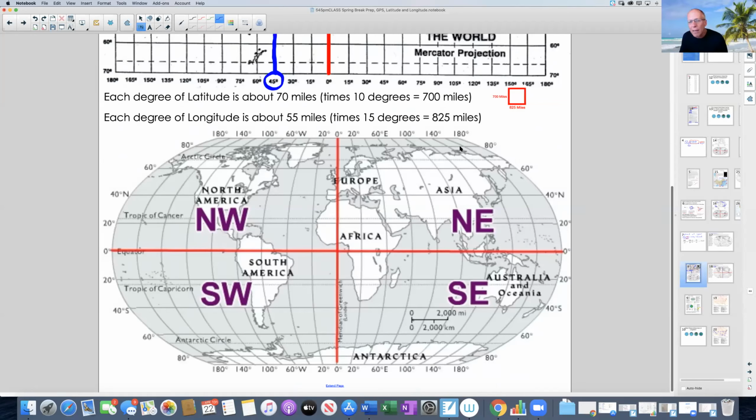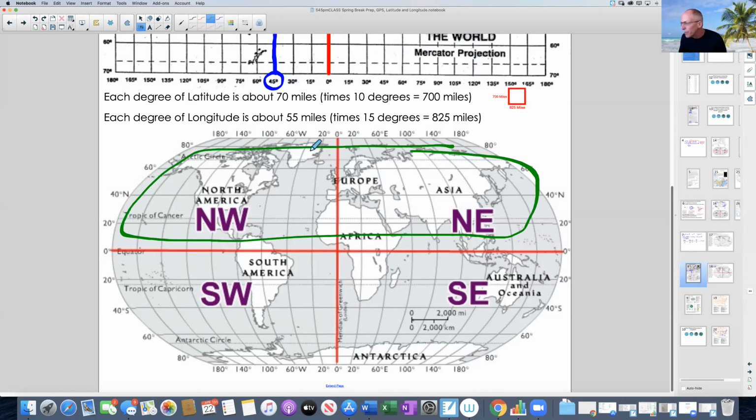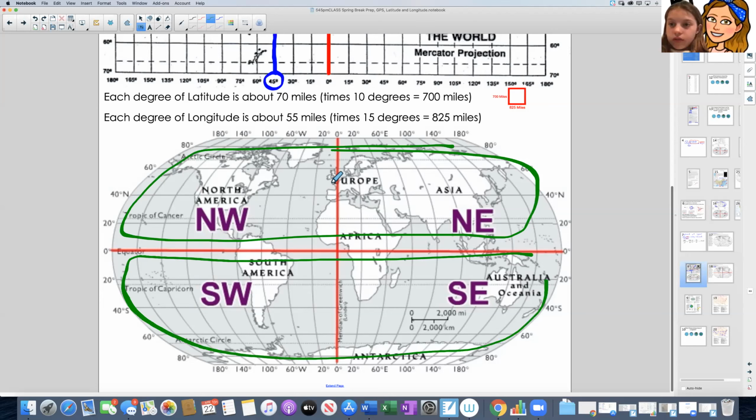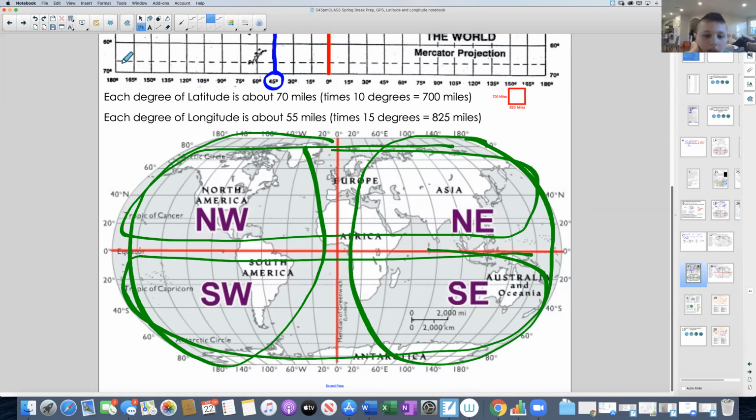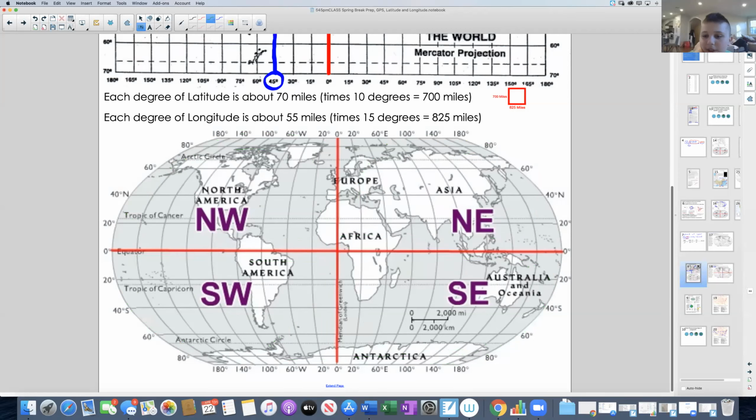Do you guys agree that north of the equator is appropriate to call the northern hemisphere? Yes. South of the equator obviously is what? Southern hemisphere. And east of the prime meridian? Eastern hemisphere, and west of the prime meridian, western hemisphere. Where is North America? It's northwest hemisphere, essentially.